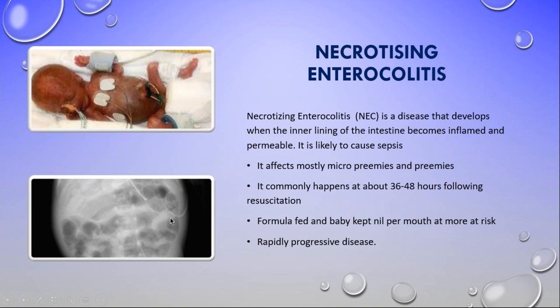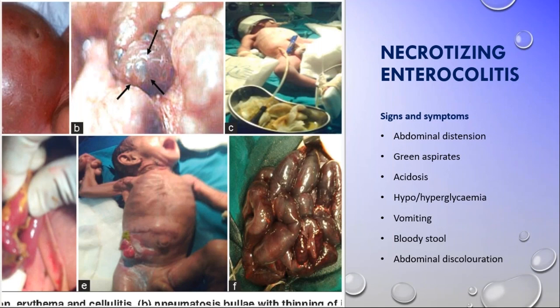So, the signs and symptoms: there's abdominal distension, there's green aspirates, the baby's become severely acidotic, there's hypo or hyperglycemia, there's vomiting, there could be blood in the stool, and there's abdominal discoloration. I pointed it out to you in this picture, the so-called green abdomen. There you can see the little holes and the perforations, and you can see how ill this child really is.